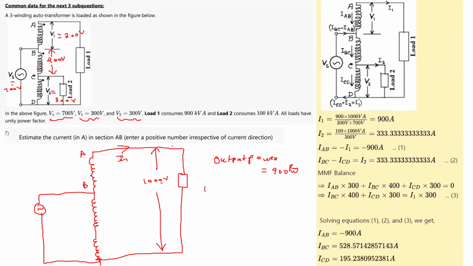So basically the voltage is 1000, and this I1 comes out to be 900. The current in the AB section, IAB, is the same as I1 but in the opposite direction, so IAB is minus I1, which is minus 900. But they're asking to enter a positive number irrespective of current direction, so you have to enter plus 900. Okay, is there any doubt in this question?